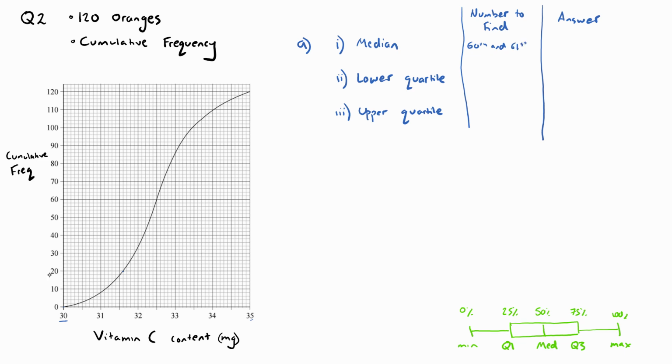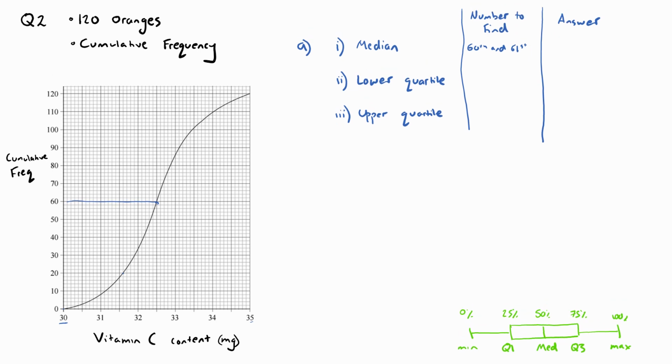So if I now go across to my cumulative frequency graph here, I go up the vertical axis, the 60th. Now, I don't think we need to be too precise here. It just asks for our answer to 1 decimal place, and I don't think if we were 0.1 off, we would lose the mark. So it's going to be about on this 60 line. So then I trace across here. It intersects nicely here, and that will be 32.5 milligrams.